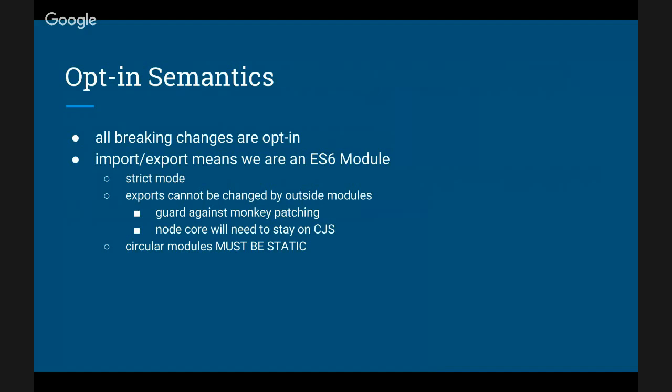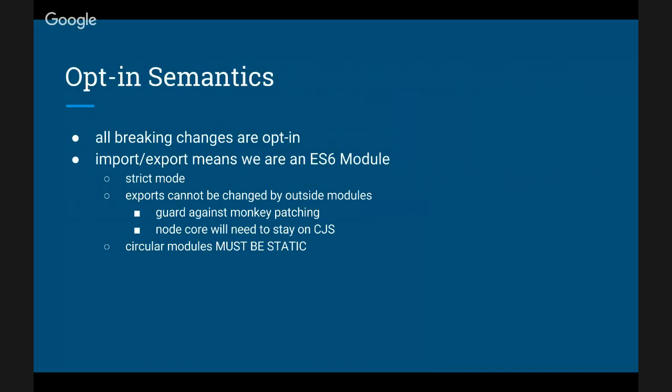So by using import or export, you're going to be opting into some changes. Just like how if you use the strict mode, use strict pragma, you opt into some changes. So changes are going to be breaking for new ES6 modules. These will not break in any form or fashion existing NPM modules because it only affects the current module, that is the module using import or export.